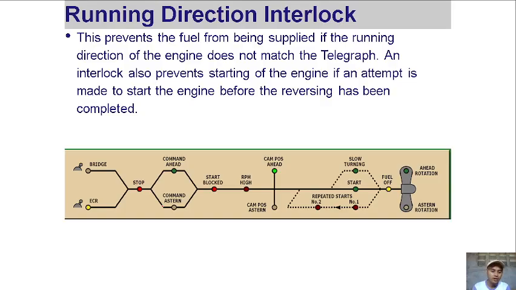Okay, running direction interlock. So this prevents the fuel from being supplied if the running direction of the engine does not match the telegraph. So for example, yung telegraph po ni Kapitan is ahead. So full speed ahead. Tapos biglang the engine direction goes astern. So the running direction interlock will be activated and the engine will be stopped. The fuel will be stopped from being supplied to the engine.